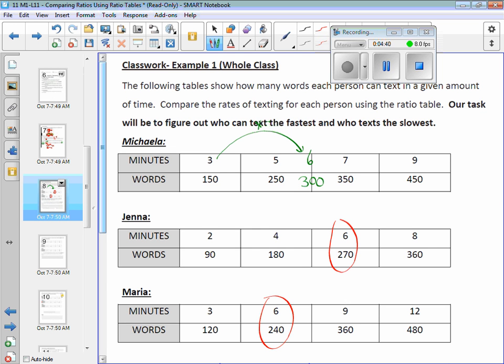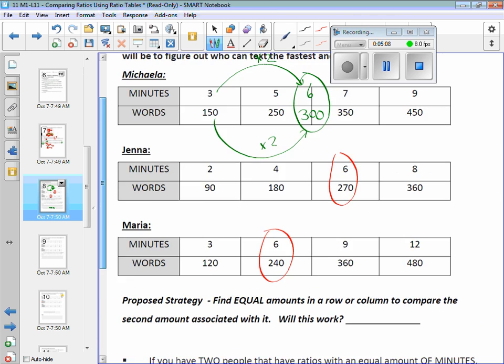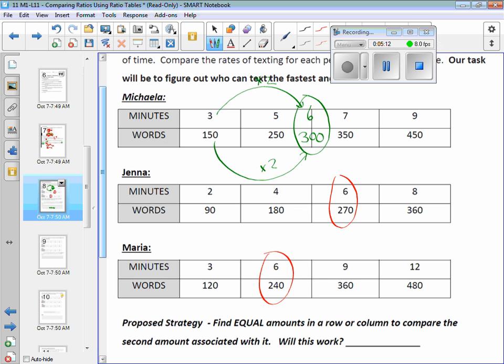Whatever you do to one value of the ratio, you do the other, and you could do it. That's the old rainbow way we did the first week. But doesn't matter. We have now created 3 ratios under 6 minutes. So now looking at all 3 values, who texts the fastest? Michaela does. Scroll to the bottom and put the names in. Who's the slowest? Take a look again. Who's the slowest? Maria. She can only do 240 words in that same amount of time.